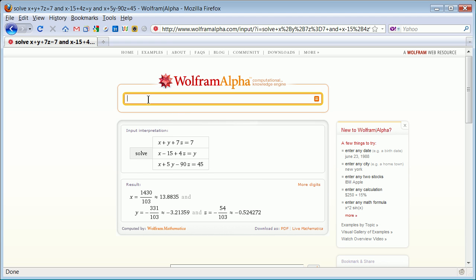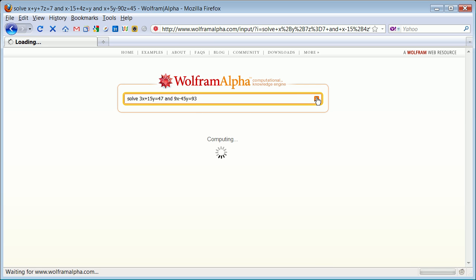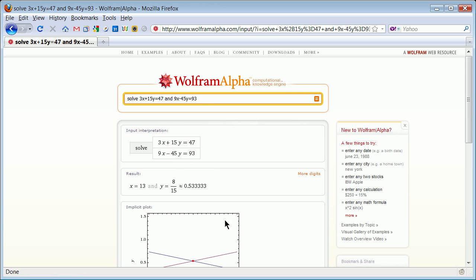So I'm going to put basically the start here. I'm going to start working my way up on an equation. I'm going to just type this: solve 3x plus 15y equals 47 and 9x, I'm sorry, minus 45y equals 93. You can realize here there are two equations and two unknowns, and if you say equals here, it gives you a result and it gives you a graph.